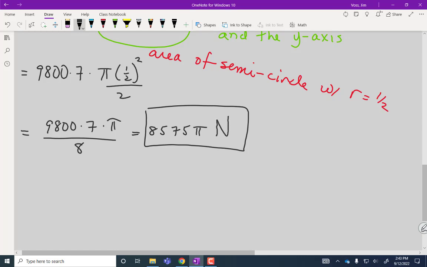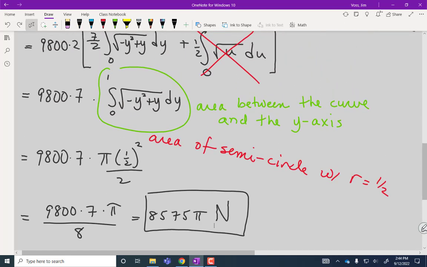So we're talking about force, force on a window, force on a wall, newtons. Work, newton meters, or joules. Force, newtons. Any question on any of those funky steps?